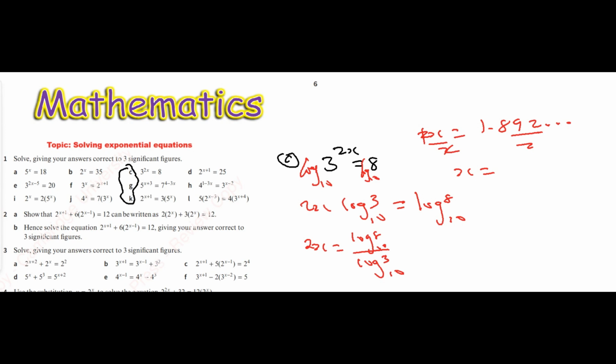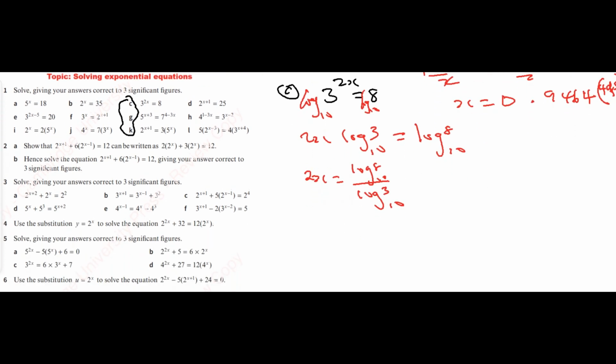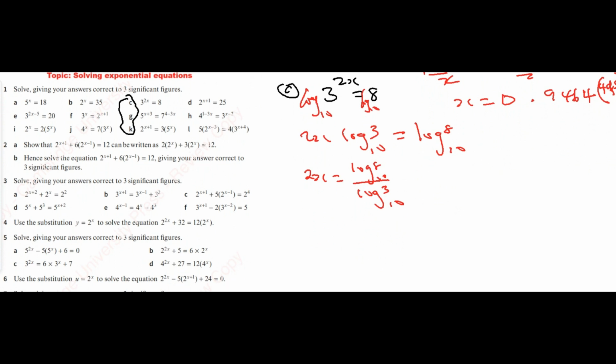That will give me 0.9464 to 4 decimal places. So that's it. That's how to do the first one. Just take log of both sides and you will get your answer. There are other ways to do that, but I think the one I have done is the easiest one.